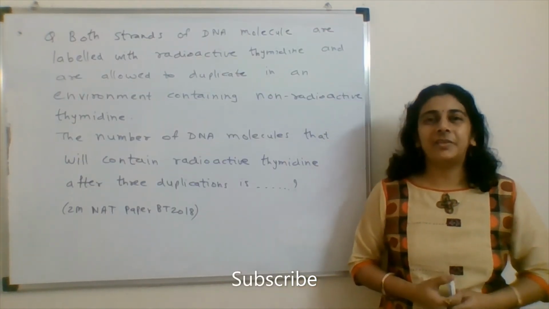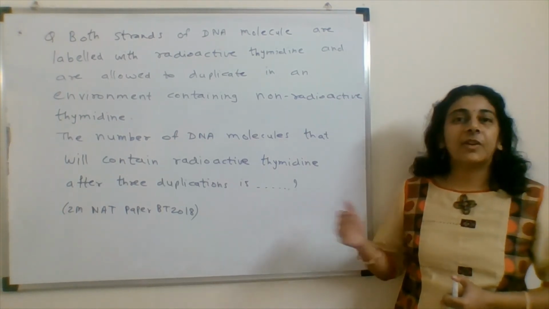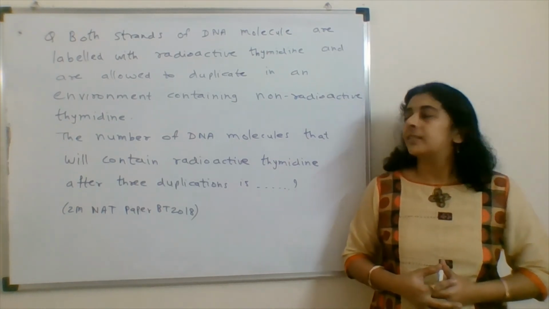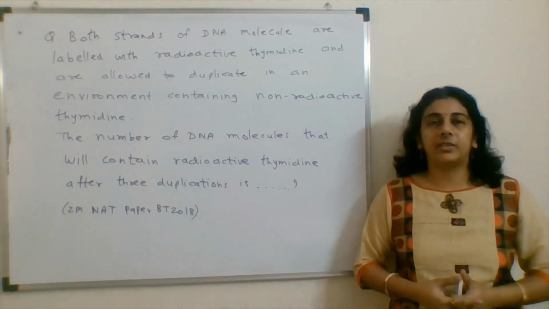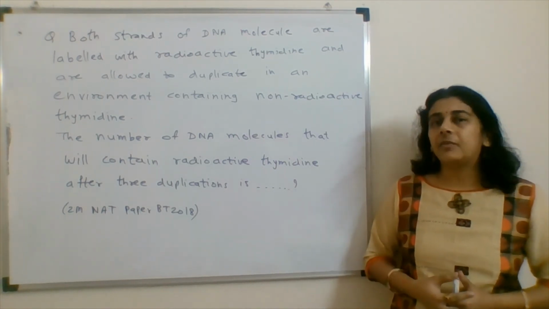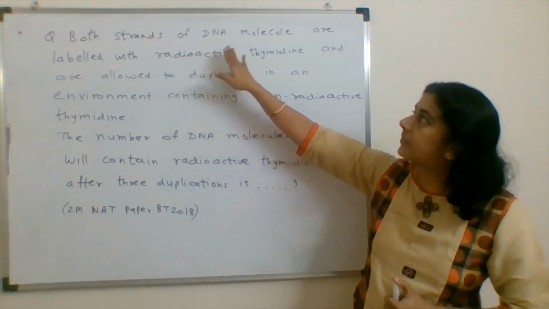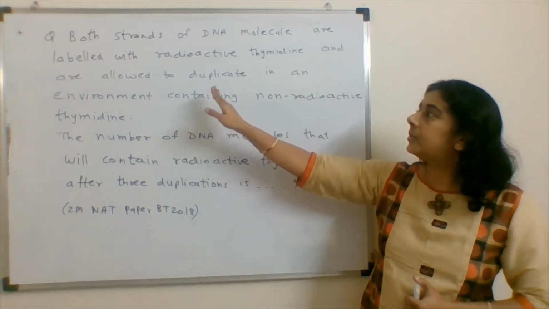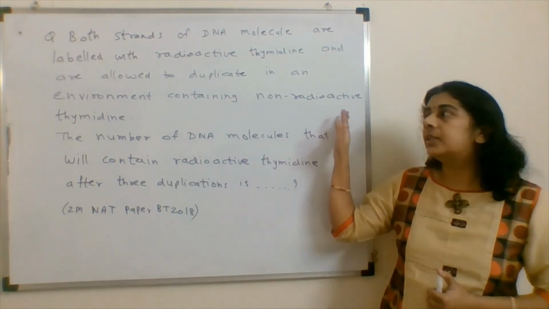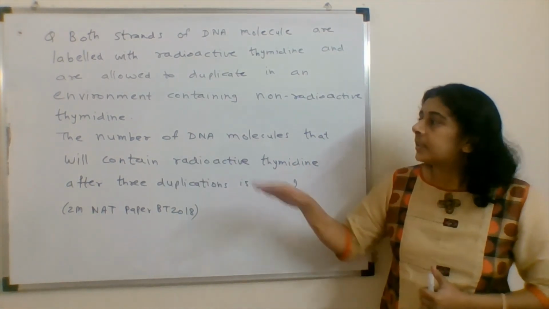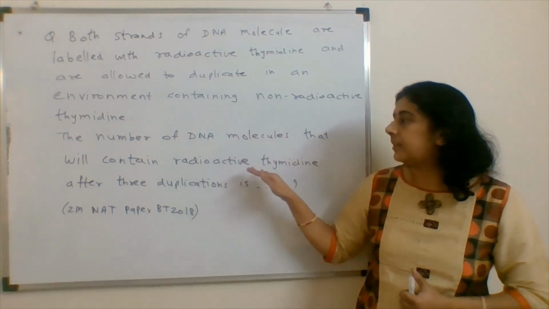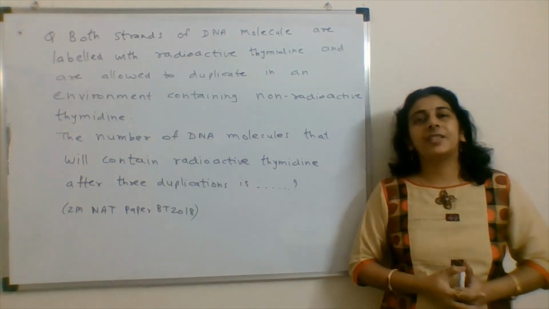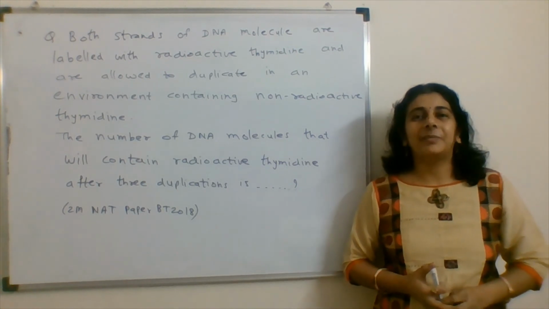Now it's time to have a question for my next video. The question is from the NAT section, that is, numerical answer type questions. This is a 2-mark question from the paper of Biotechnology 2018. Let's see what the question is. Both strands of a DNA molecule are labeled with radioactive thymidine and are allowed to duplicate in an environment containing non-radioactive thymidine. The number of DNA molecules that will contain radioactive thymidine after 3 duplications is. So the question is quite simple. We'll solve this question in my next video.